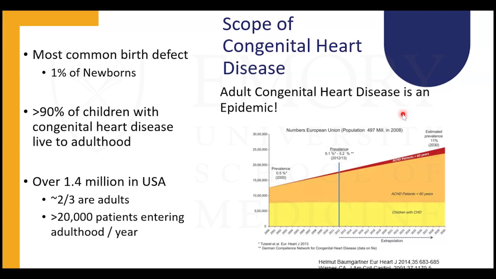This is also similar to the European Union, and this is an old slide, but still very relevant, looking at the overall population of congenital heart disease. The number of children is not changing, but the growth in adults is rapidly expanding. And most notably, the number of patients over 60, the more geriatric population, is also expanding.